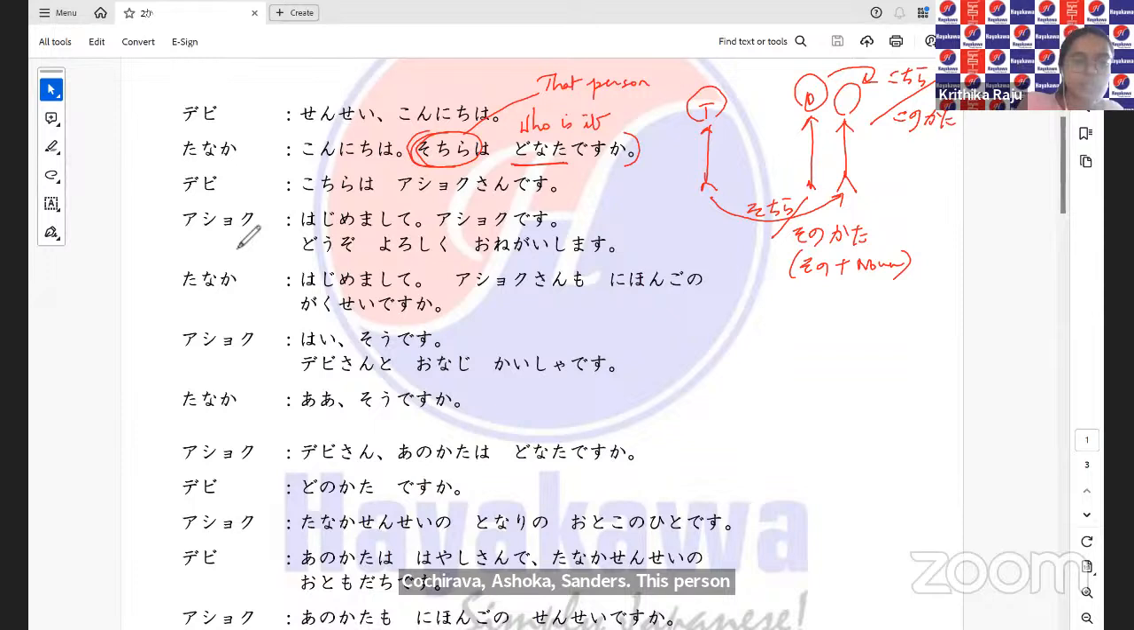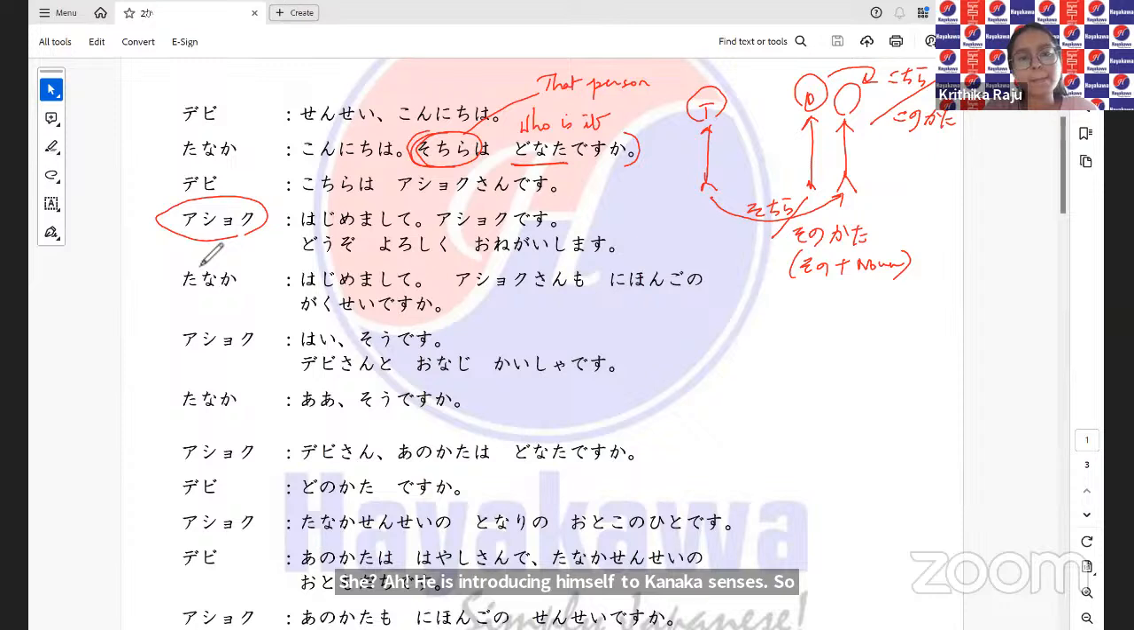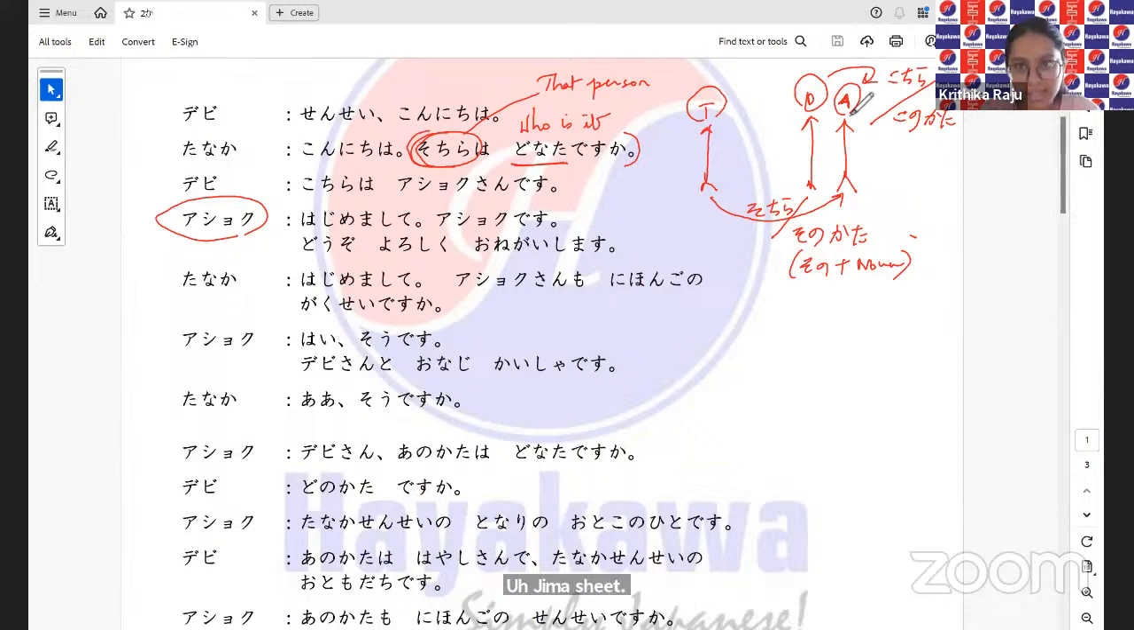Now, for the very first time, Ashok is speaking. He is introducing himself to Tanaka sensei. So, what does he say? Can everybody read his dialogue? Hajime mashite. Yes, hajime mashite. Very good. It's my first time meeting you. Ashok desu. Yes. Next.